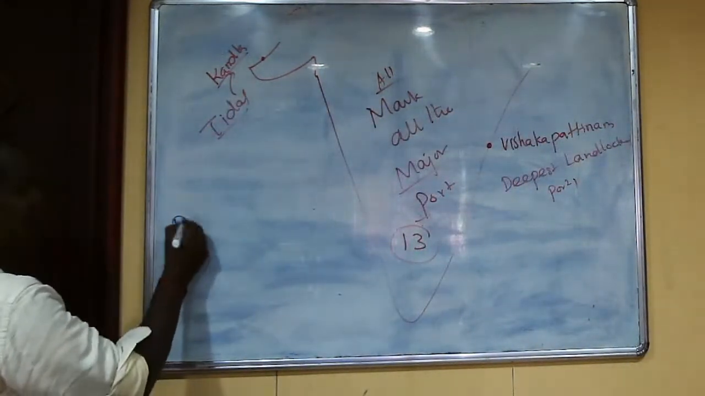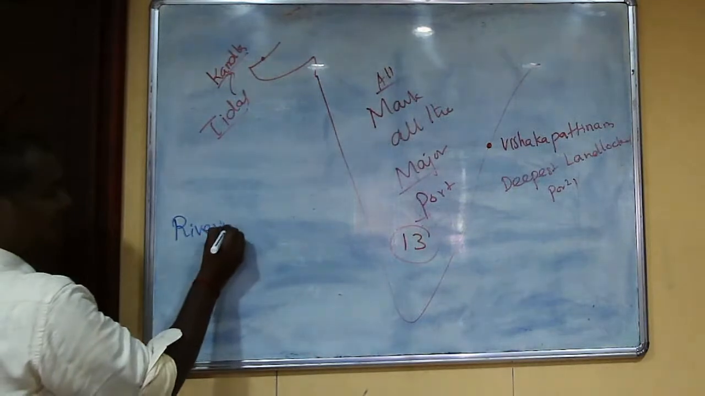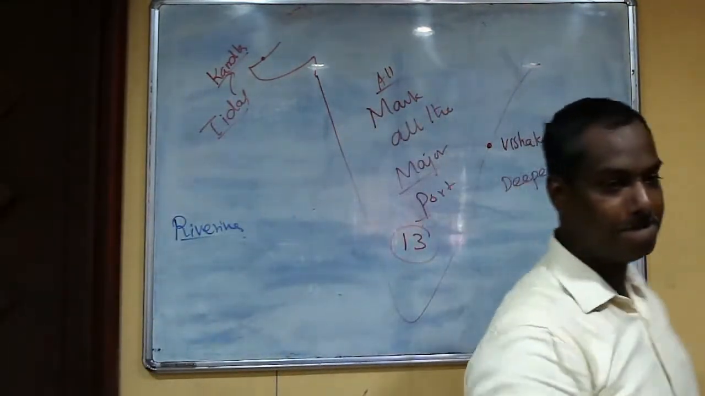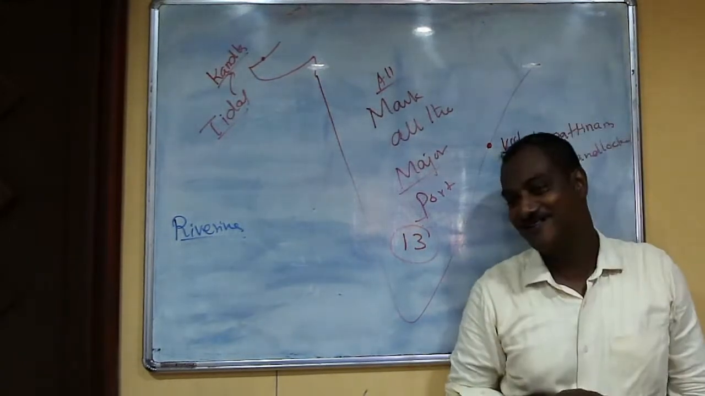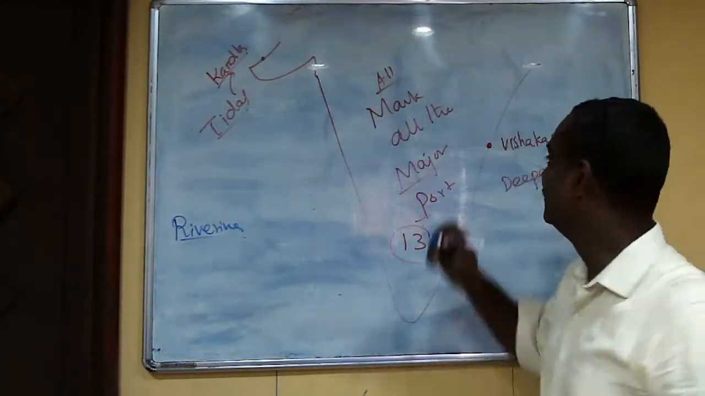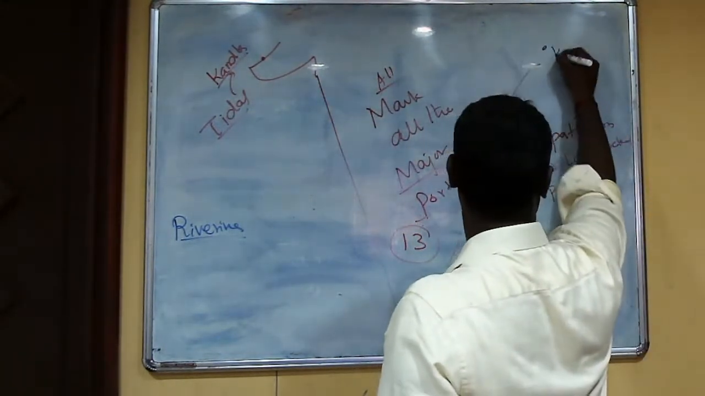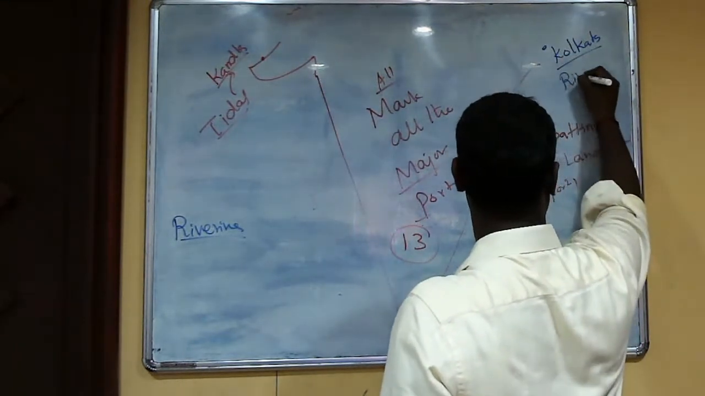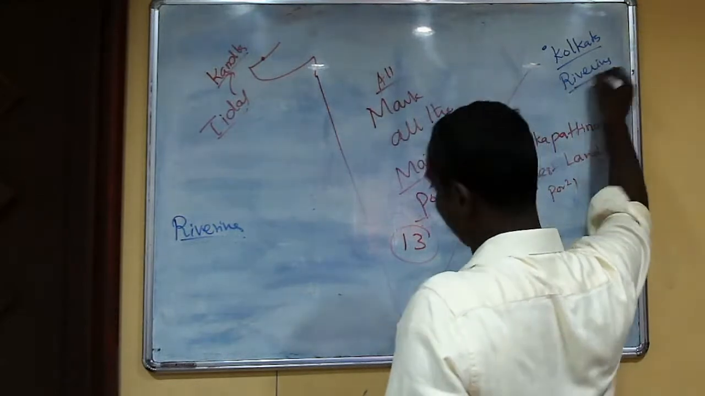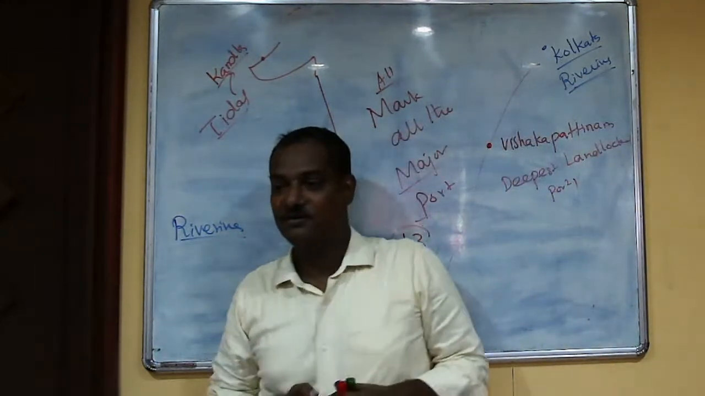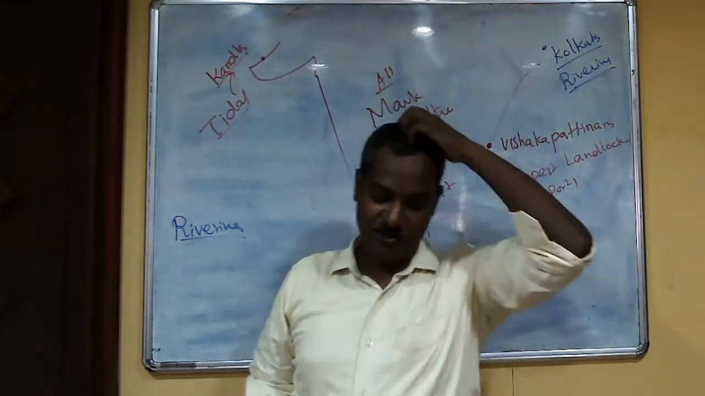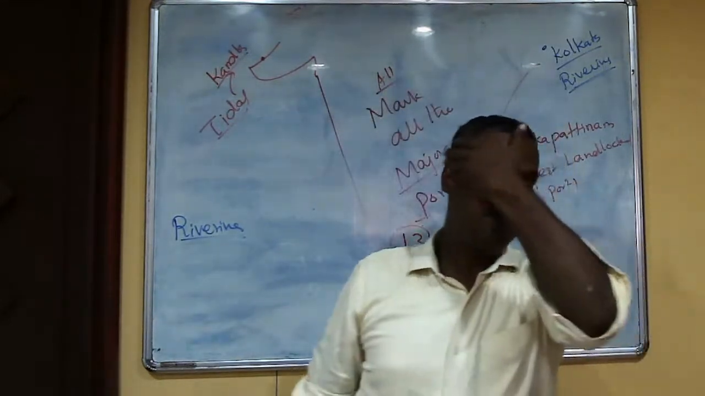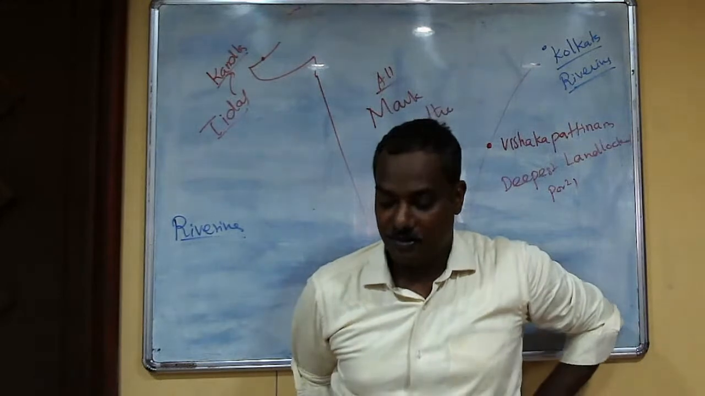Okay. Riverine port. The port that is in a river. Kolkata. Very good. Which river? Hooghly. It is on the river Hooghly.